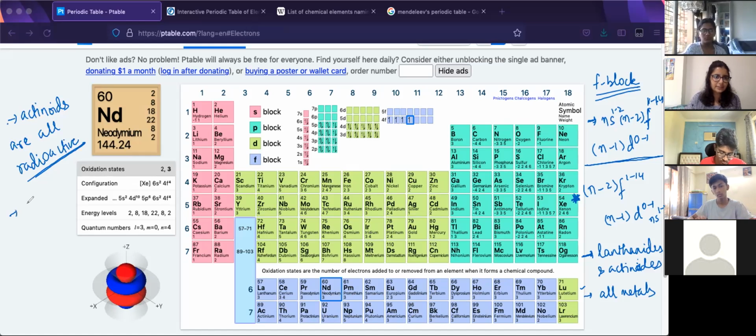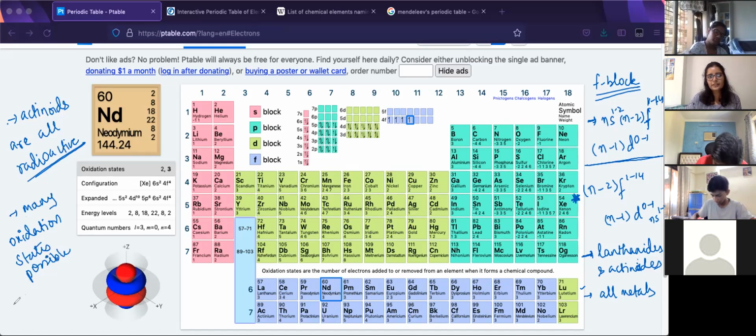And again, just like D block, F block also shows many oxidation states possible, like variable valency basically. So many oxidation states are possible, the most common being +3. So +3 means they lose 2 of the s electrons and then a lot of them lose 1 more electron.